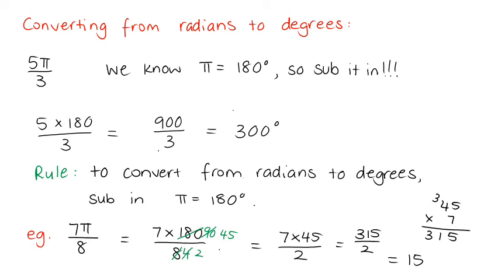Yes, 157.5 degrees. So 7 pi on 8 is equal to 157.5 degrees. The end.